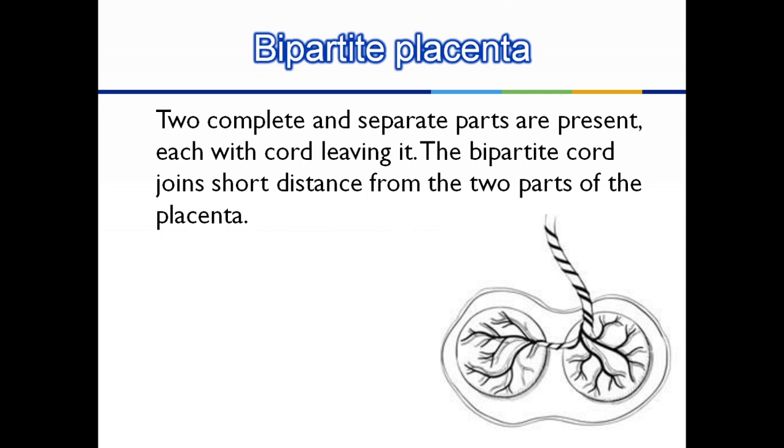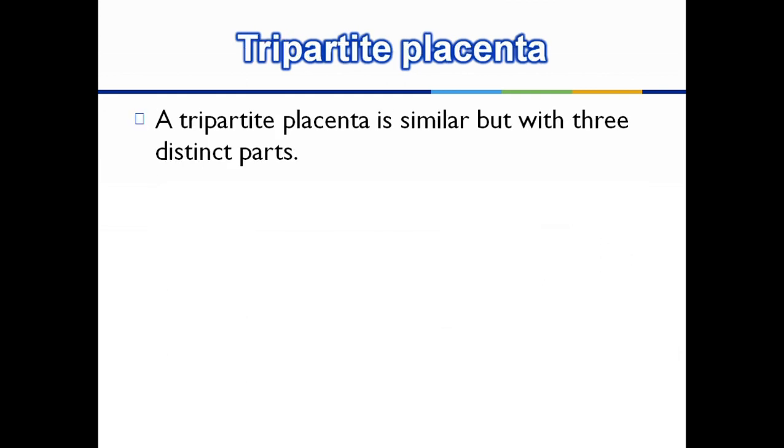Bipartite placenta. Two complete and separate parts are present, each with a cord leaving it. The bipartite cord joins a short distance from the two parts of the placenta. Tripartite placenta is similar but with three distinct parts.